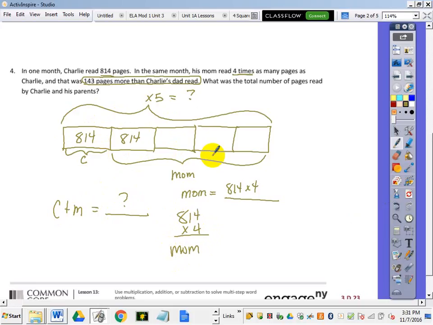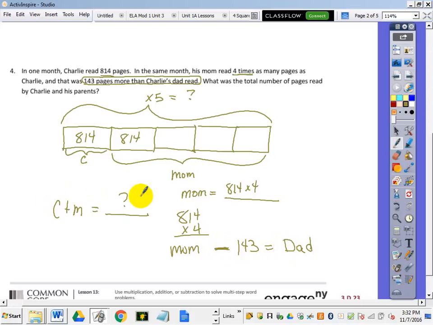Now once you know mom, now you know she read 143 pages more than dad. What was the total number of pages read by Charlie and his parents? Well, I don't know what dad is. Well, mom, take away 143 pages, get you down to dad. But this number, this mom, whatever it is, subtracting 143 pages equals dad. This is a lot of work.